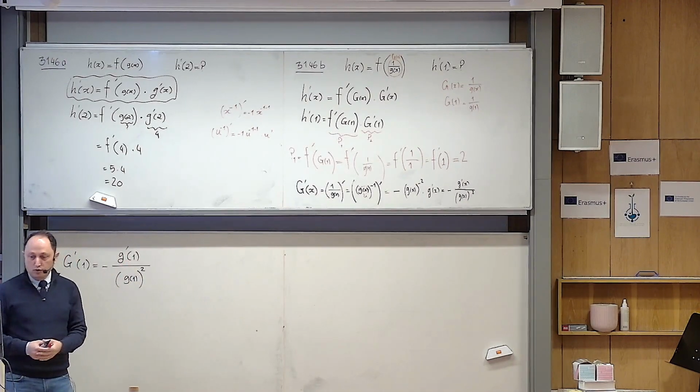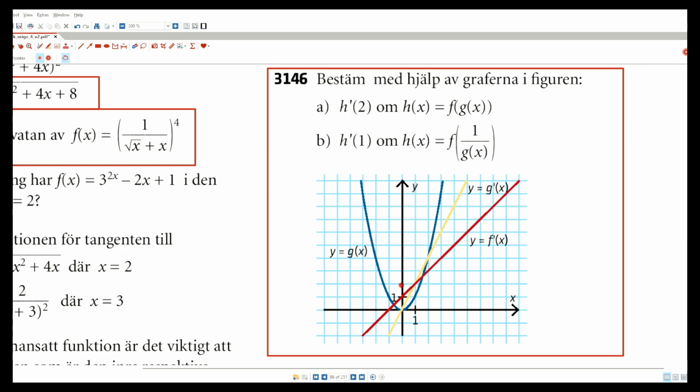Okay, so when I go back to the graph, I know what I'm looking for. So the first thing, g prime of 1 together. What is g prime of 1?